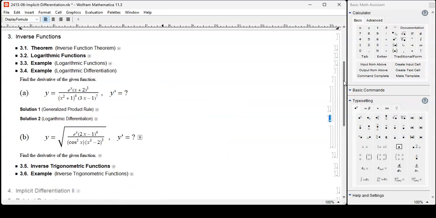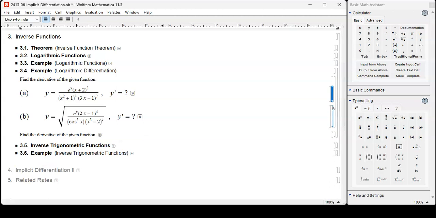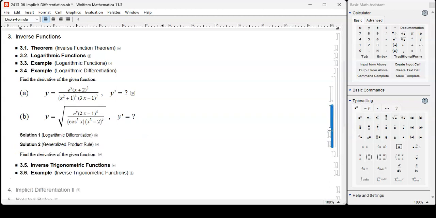Which method do you prefer? Me personally, I like the generalized product rule better. Let's do this one more time. Let's do it for the second problem. Let's go ahead with the logarithmic differentiation.